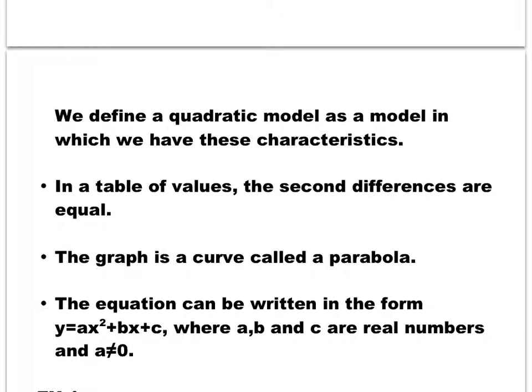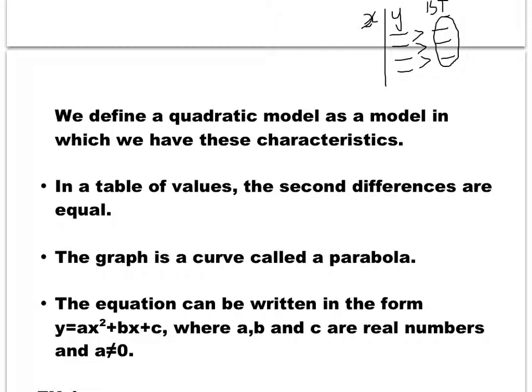The first characteristic is that the second differences are equal. To refresh your memory, if I have a table of values, let's say x and y, the y values are given. If I find the difference between the two consecutive y values and I write them here, this is called the first differences. Now, in a linear relationship, these first differences are all equal. But there are cases like quadratic relationship that the first differences are not the same.